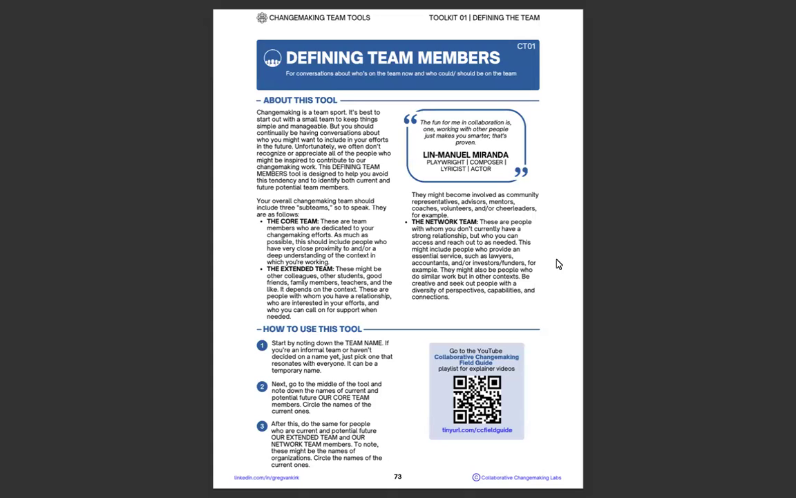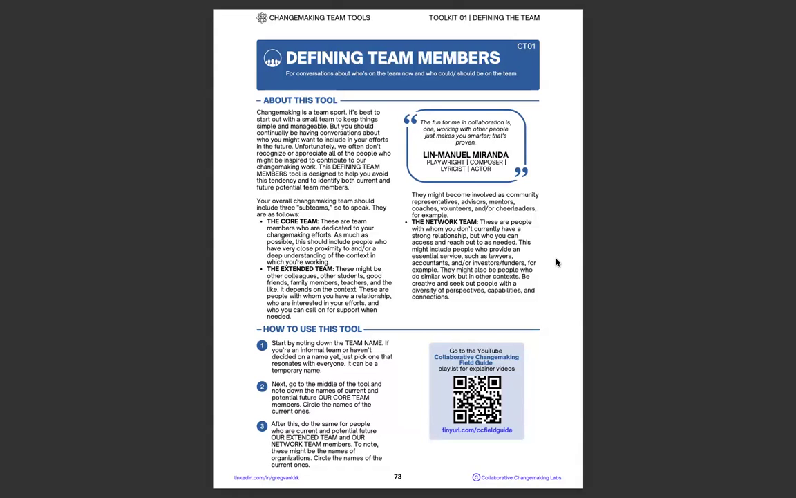Third part, the network team. These are people with whom you don't currently have a strong relationship, but who you can access and reach out to as needed. This might include people who provide an essential service such as lawyers, accountants, and or investors, funders, for example. They might also be people who do similar work, but in other contexts. Be creative and seek out people with a diversity of perspectives, capabilities, and connections. All right, so those are the components. You've got the core team, the extended team, and the network team.